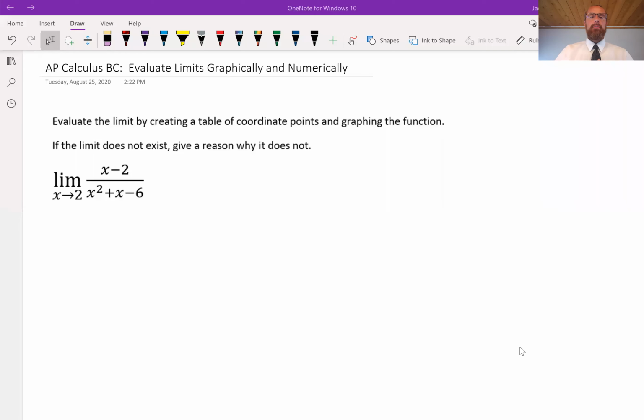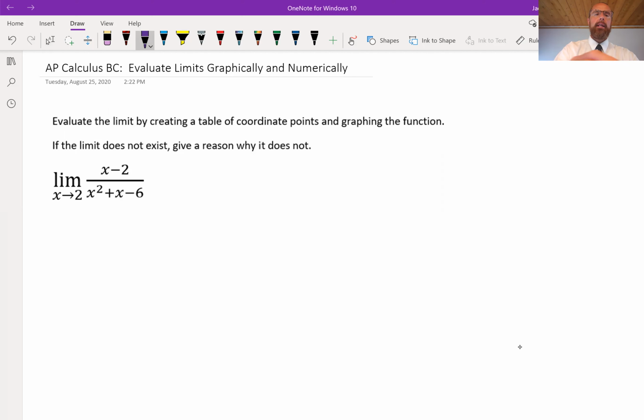So here we are with our initial limit. We'll read the instructions here. It says evaluate the limit by creating a table of coordinate points and graphing the function. If the limit does not exist, give a reason why it does not. So let's begin by graphing this function. We're going to treat this as a function.